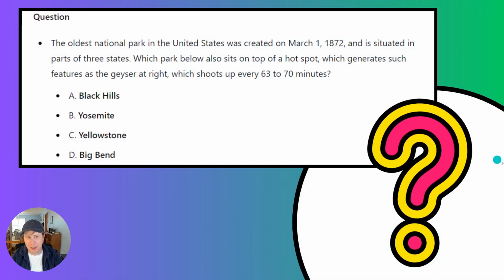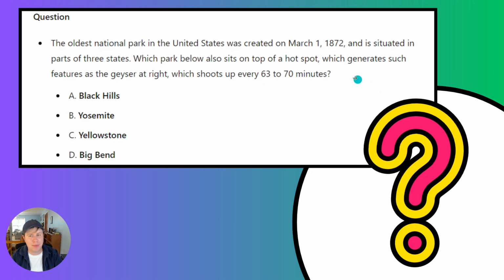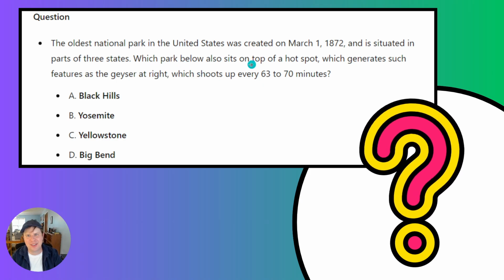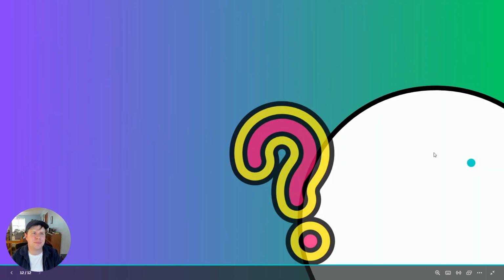Now, a question to wrap it up. The oldest national park in the United States was created on March 1st, 1872, and is situated in parts of 3 states. Which park below also sits on top of a hotspot, which generates such features as the geyser at right, which we don't have a picture of, but if we went back a couple slides, we'd run into, which shoots up every 63 to 70 minutes? Would that be Black Hills National Park, Yosemite National Park, Yellowstone National Park, or Big Bend National Park? Take a second, think on that, and let's check it.